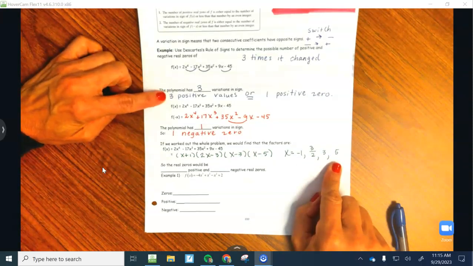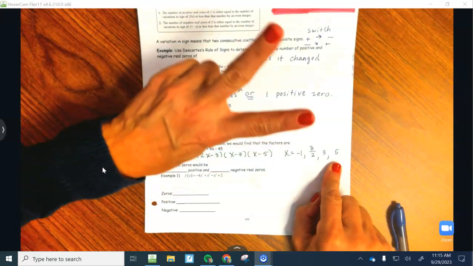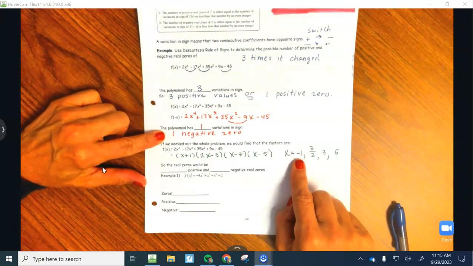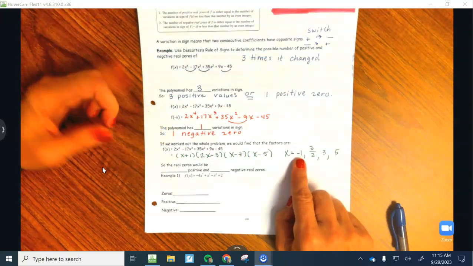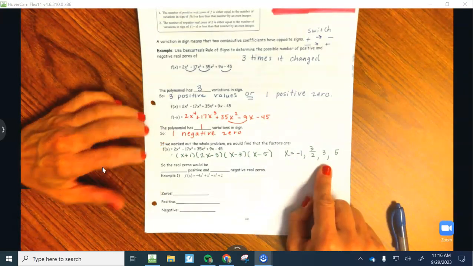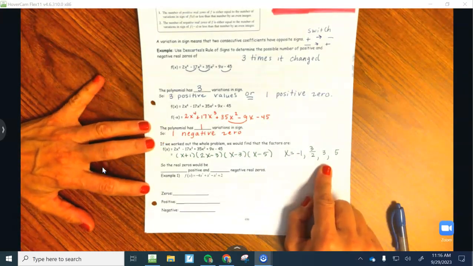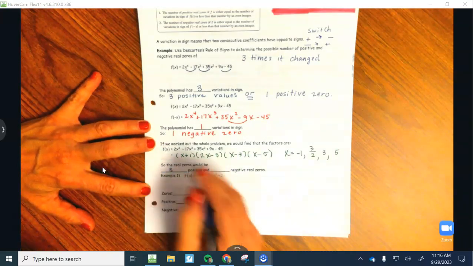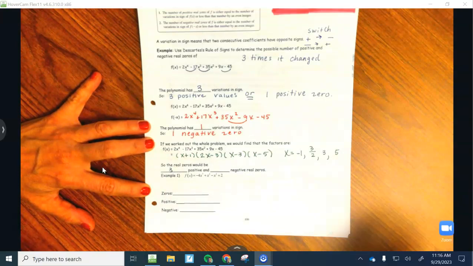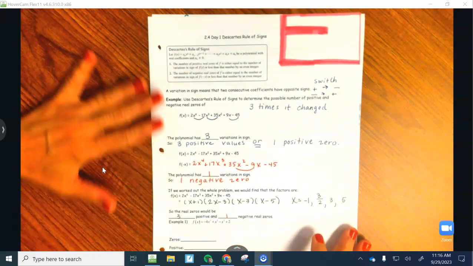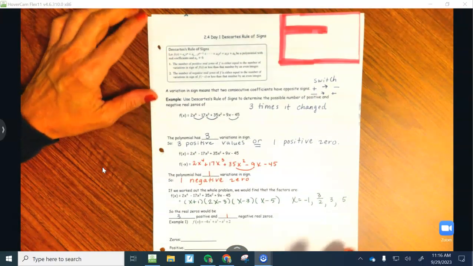Well, we knew we would have 3, or 1. Always subtract by 2. We ended up having 3. Let's look at how many negatives we had right here. There's 1 negative, and we knew that. It is exactly 1 negative 0. Here it is. So the real zeros would be 3 positive and 1 negative 0. That is Descartes' rule of signs.